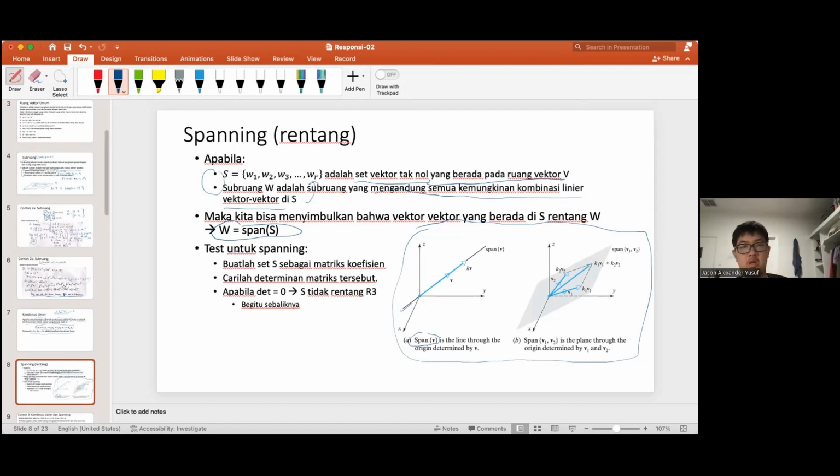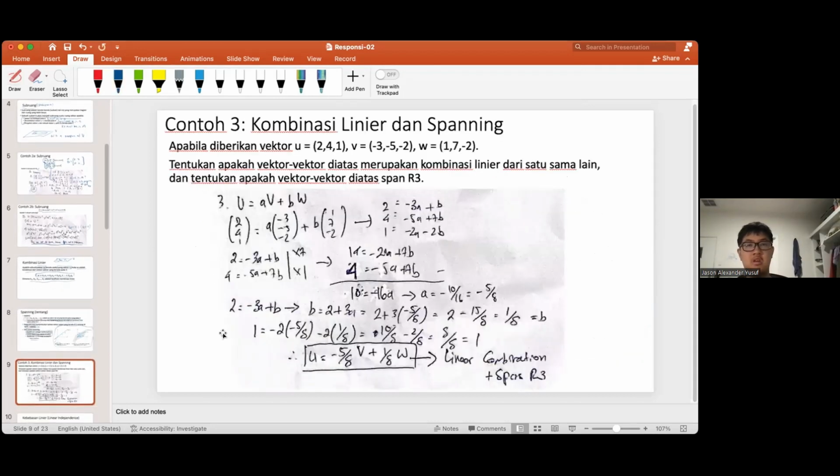Okay. So how do we test if they span or not? We get set S as the coefficient matrix, and then we find the determinant of said matrix. If your determinant is equal to 0, that means it does not span R3, and the vice versa applies. Okay, so this is how we apply.